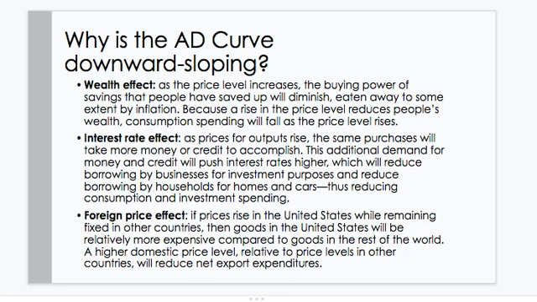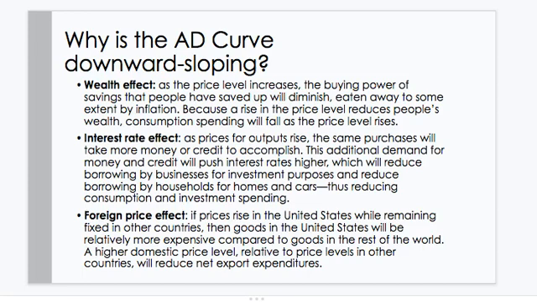The wealth effect. As the price level increases, the buying power of savings that people have saved up will diminish. It's eaten away, to some extent, by inflation. Because a rise in price level reduces people's wealth, consumption spending will fall as price level rises. Interest rate effect. As prices for outputs rise, the same purchases will take more money or credit to accomplish. This additional demand for money or credit will push interest rates higher, which will reduce borrowing by businesses for investment purposes and reduce borrowing by households for homes and cars, thus reducing consumption and investment.